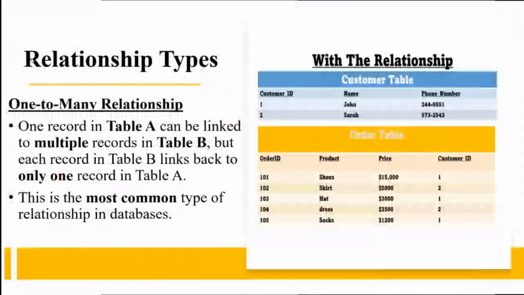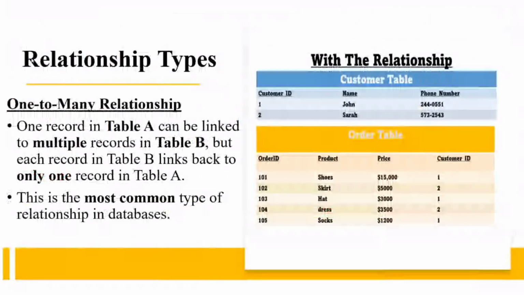Next type of relationship, one-to-many relationships. So this one is saying that one record in table A can be linked to multiple records in table B, but each record in table B links back to only one record in table A. So this one is saying that one record in one table can be linked to many records in another table.